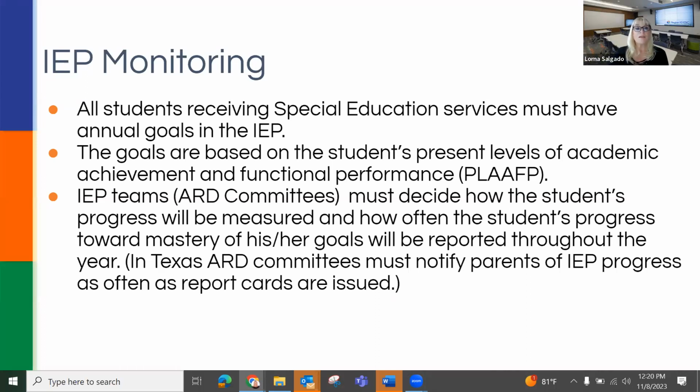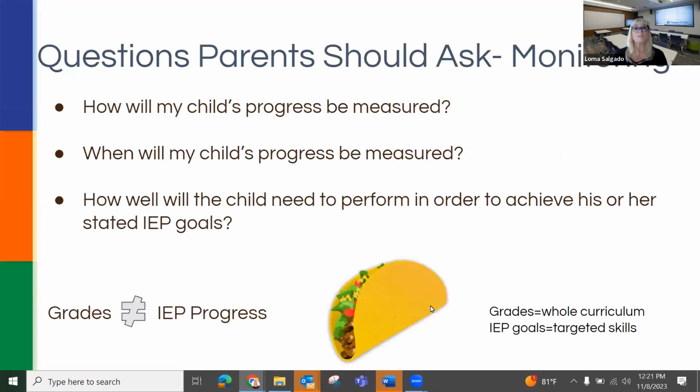Goals are based on something in the IEP called the PLAAFP, the present levels of academic achievement and functional performance. So that's actually a page in your IEP. And it talks about what can the kiddo do right now. So we base goals on that. So IEP goals should always be based on what do we know about our child right now and what they can do, and what do we project that they should be able to do within 1 year. So our IEP teams in Texas, our ARD committees, have to decide how this progress is going to be measured and how often progress towards mastery of the goals are reported through the year. And in Texas, we notify it through report cards.